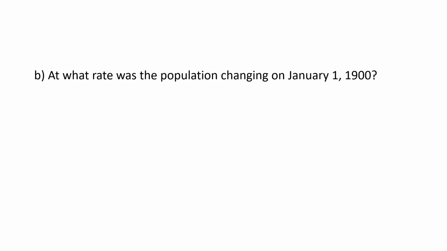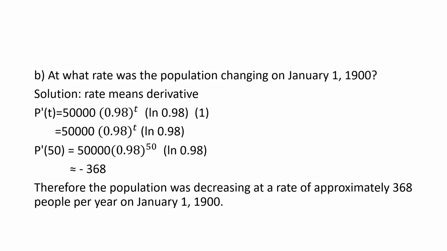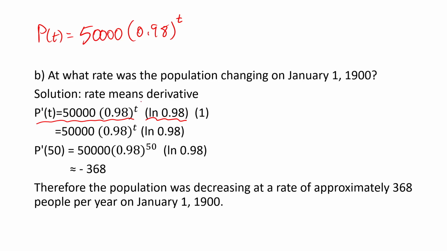Now, we want to know what rate the population was changing on that date. So what we're going to have to do now is determine the derivative. So the original function was 50,000 times 0.98 to the exponent t. That's what the population was with respect to t. So to determine that derivative, you'll notice all we do is rewrite the function, then multiply by the ln of the base, and then multiply by the derivative of the exponent. Well, the exponent's just t, and so the derivative with respect to time will be 1 of that. So this is going to be our derivative.